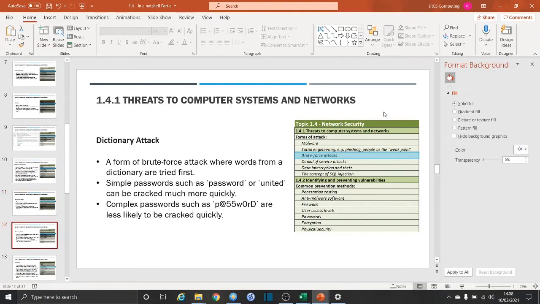There is something called a dictionary attack, which is a form of brute force attack, where you use words from a dictionary first. Because often people will use words that are in the dictionary rather than random letters and numbers, and they can be cracked more quickly.